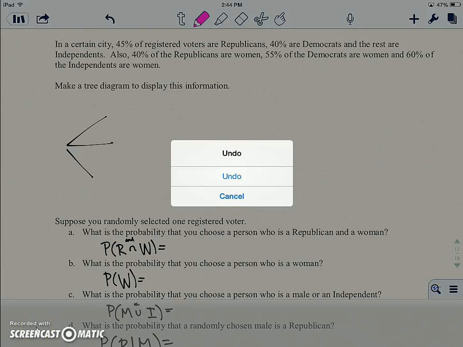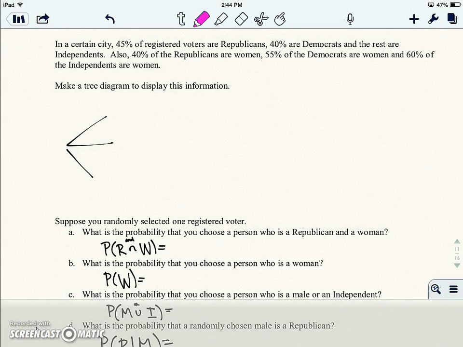Chapter 15, Part 2. In a certain city, 45% of registered voters are Republican, 40% are Democrat, and the rest are independents. Also, 40% of the Republicans are women, 55% of the Democrats are women, and 60% of the independents are women. So we've learned to make tables, but we can also make a tree diagram to help us display the information and answer questions.